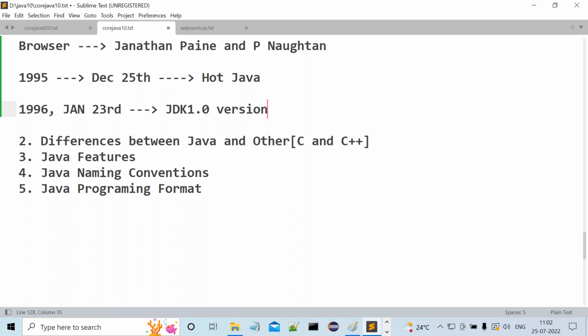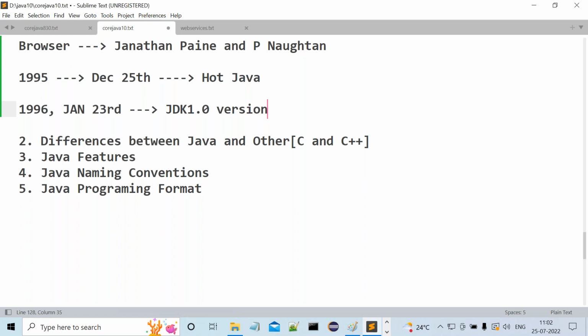Then after a few years, the 1.3 version was released with a number of features. Again the 1.4 version was released with a number of features. Again the 1.5 version was released. When the 1.5 version was released, more updates were provided.